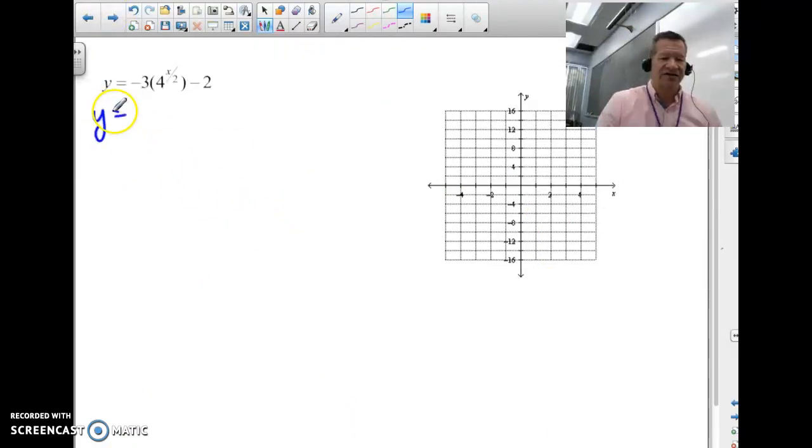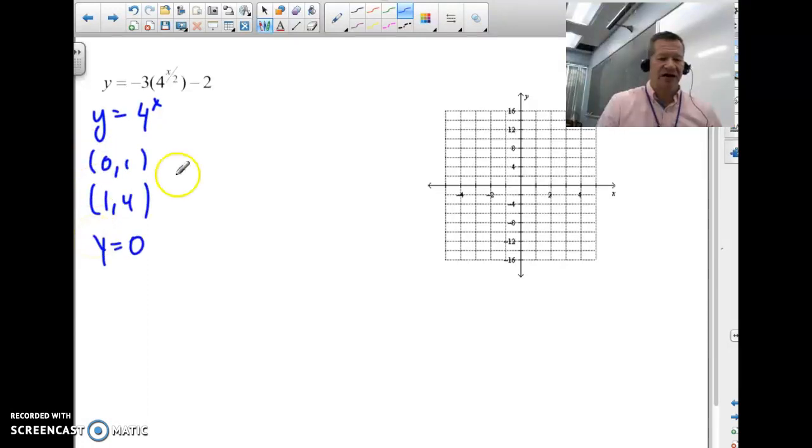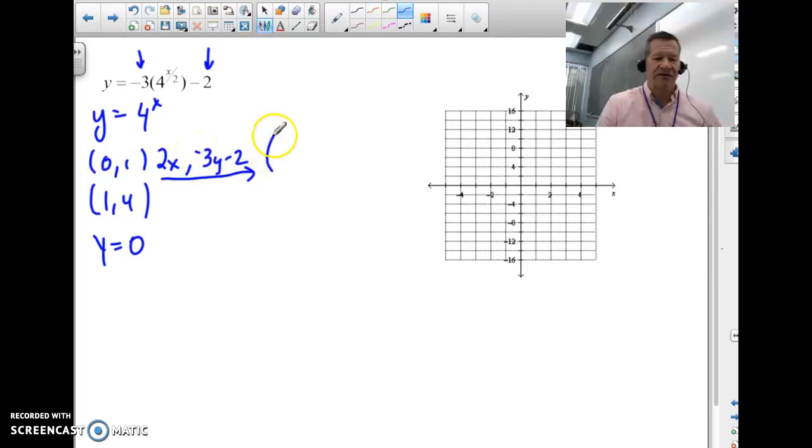Let's try one more. Parent function here, I can see the base is 4 that's being raised to the x. So my points are 0, 1, and 1, 4. And again, my asymptote is at y equals 0. Do not forget your asymptote. Now, what's happening inside? They're dividing x by 2. Well, I have to do the inverse, so I have to multiply x by 2. Outside, they're multiplying by -3 and subtracting 2. So I'm going to multiply by -3 and subtract 2 to the y values.